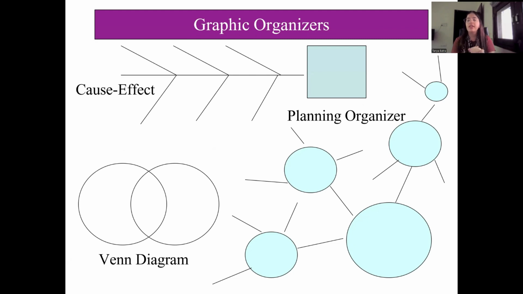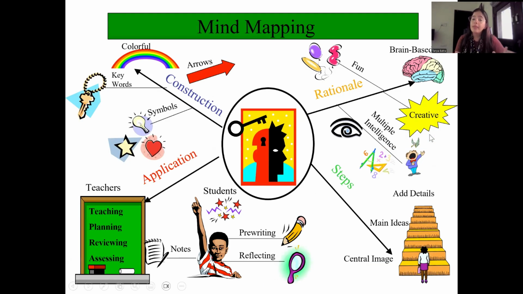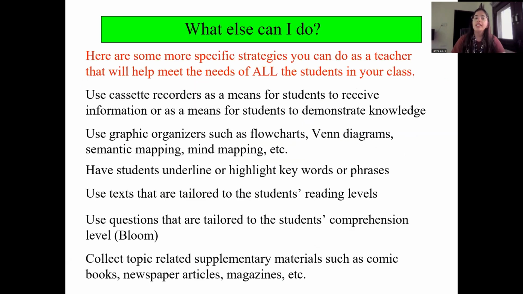So cause and effect graphic organizer, planning organizer, a Venn diagram that we can use. Mind mapping, basically understanding different types of one particular concept, construction, application, steps, rationale, and converting into a mind map, which can help us to understand different types, different areas, factors, steps, and many other things. Okay. What else can we do?